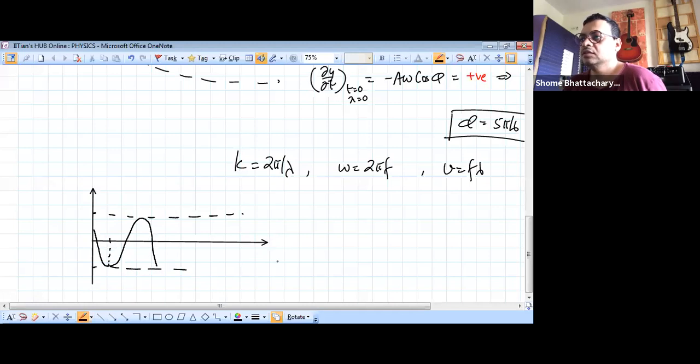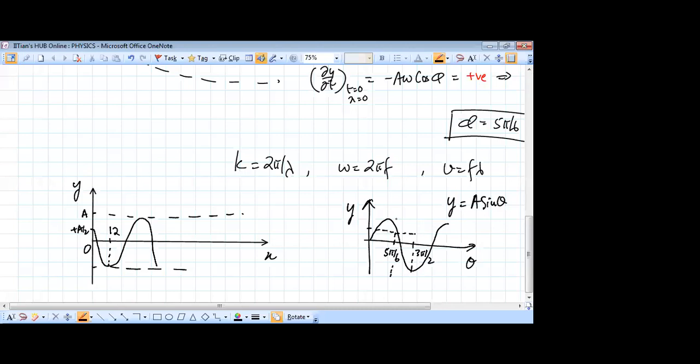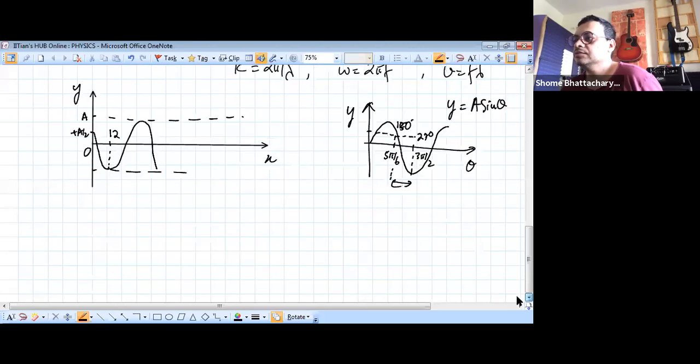Okay. Now this point in the graph of x versus y, this is 12 and this is 0 and this is plus A by 2 and this is A. Now if you plot a different graph of y equal to A sine theta, this point is 5 pi by 6 and this point is how much? 3 pi by 2. Yes, sir. So this is 5 pi by 6 or 150 degrees, and this is 270 degrees. So what is the phase difference between them? Delta theta between these two is 3 pi by 2 minus 5 pi by 6. So that is becoming how much? 4 pi by 6, that is 2 pi by 3.